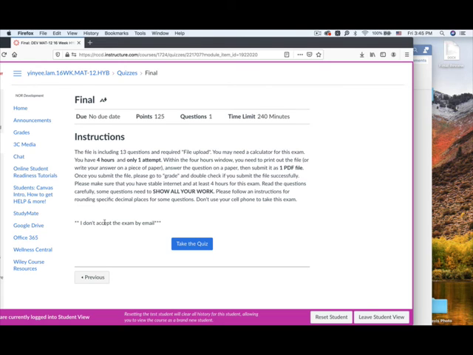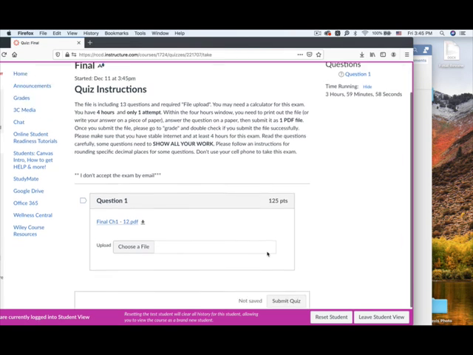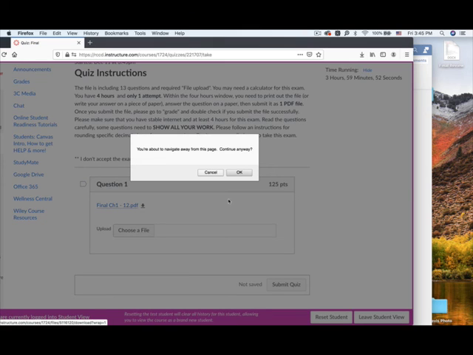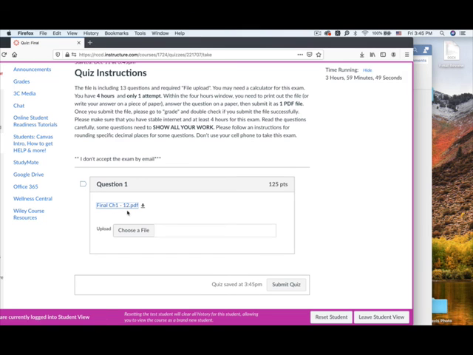You have 4 hours and only one attempt. Within the 4 hour window, you need to print out the file or write your answer on a piece of paper, then submit it as one PDF file. Once you submit the file, please go to the grade and double check that you submitted the file successfully. Let me show you how to do that. Let's say I'm going to click on take the quiz. You will see you only have one question in here. You want to click on it and then download it. Okay? You want to download this file.